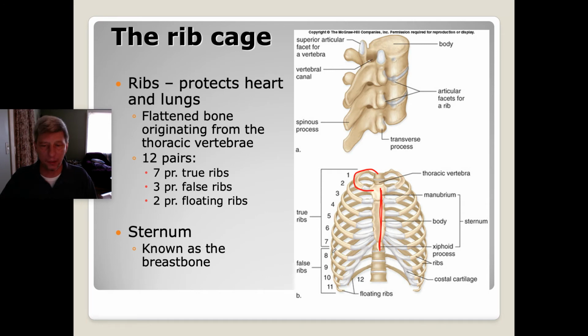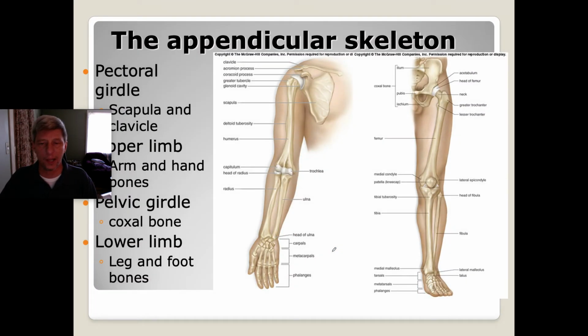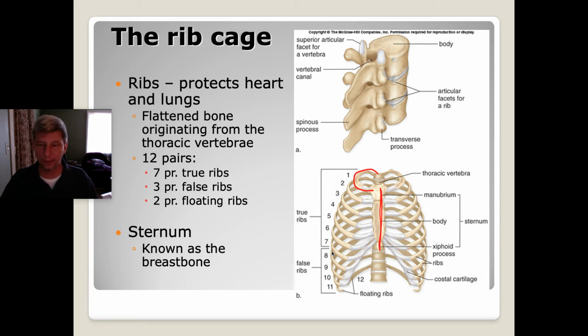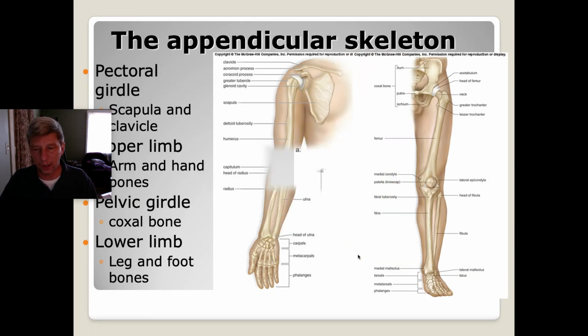The next 4 are called false ribs. I'm sorry, the next 3 are called false ribs. 8, 9, and 10 are called false ribs because you can see the cartilage they articulate with.